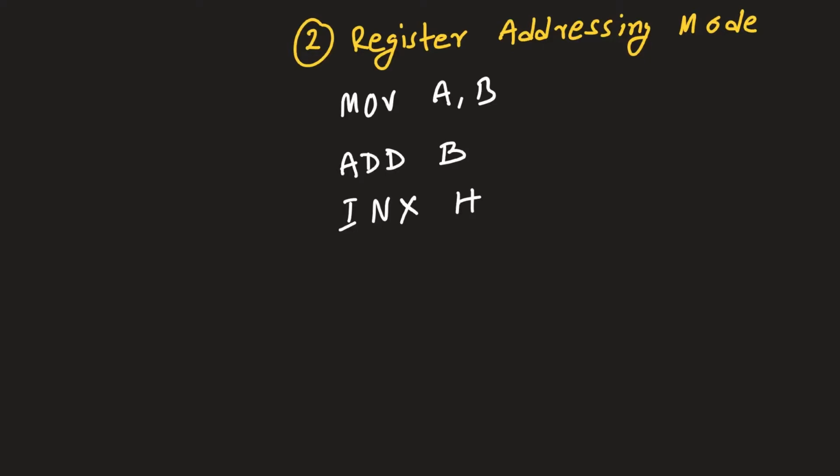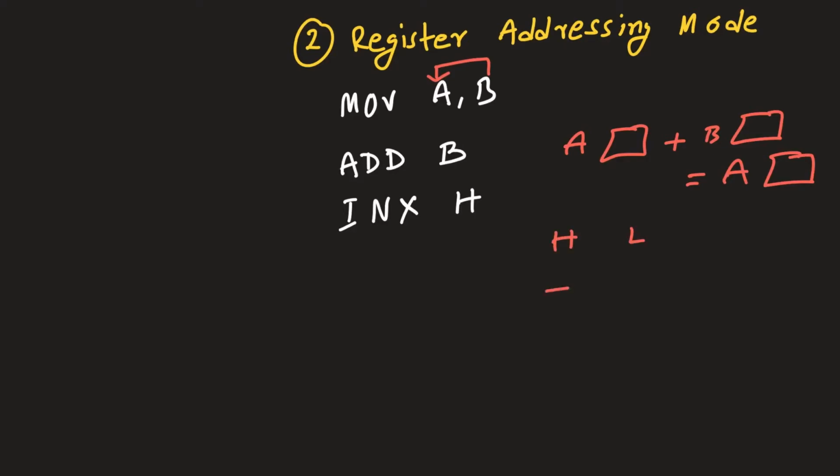The first instruction, MOV A,B, means the content of register B will be transferred to register A. The second instruction means the content of register A will be added with the content of register B, and the result will be stored in register A. The third instruction, INX H, means the content of HL pair will be incremented by 1. In all these instructions, the name of the register is mentioned where the data is residing.